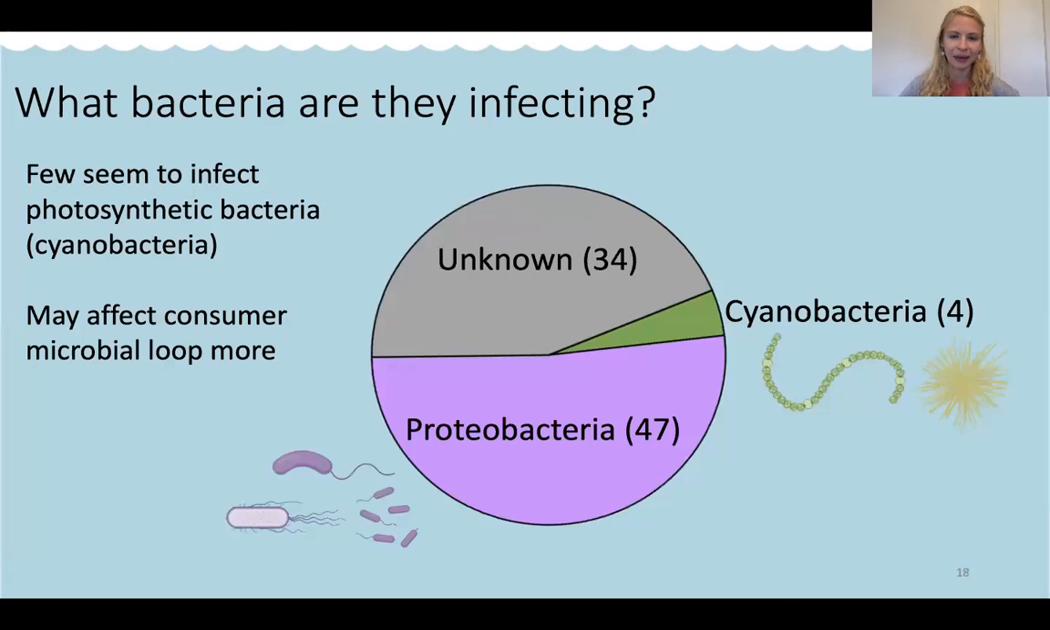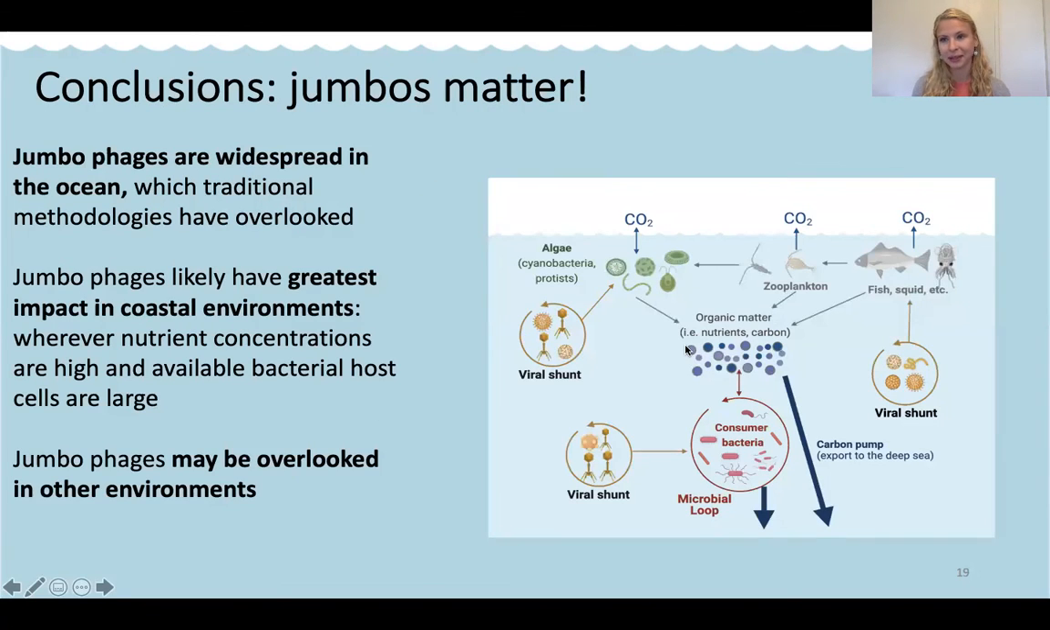Next, we looked at what bacteria they were infecting. And we found that most jumbos were infecting proteobacteria, and a lot of consumer bacteria belong to this proteobacteria group. And very few were infecting cyanobacteria, which can do photosynthesis like algae. And this also made sense to us because these cyanobacteria tend to have smaller cell sizes, so it's less likely that a jumbo can infect them. And so we inferred that jumbos may be affecting the consumer microbial loop most in these ocean food webs.